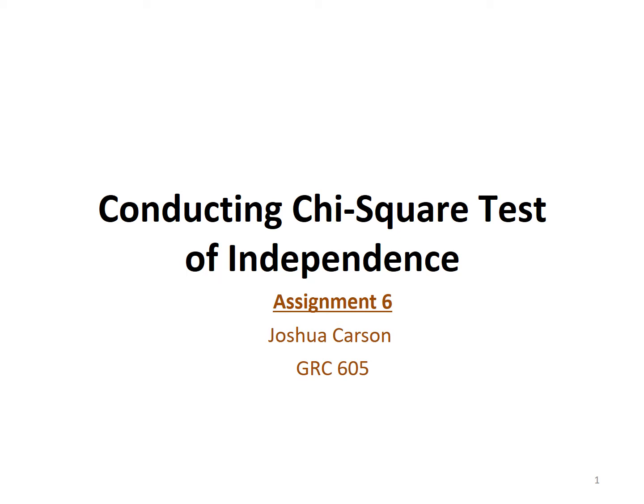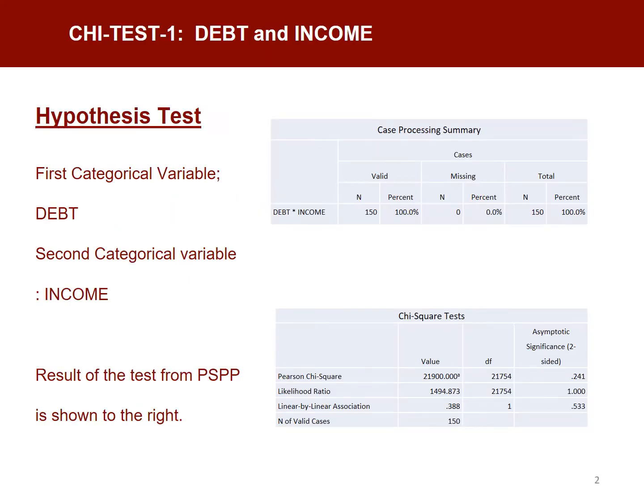I'm a doctoral student from California Intercontinental University, and today we'll be conducting a chi-square test of independence. In this first test, we'll be discussing certain types of topics. Can we predict an individual's debt by knowing their income? As we can see in the first hypothesis, the first categorical variable is debt. The second categorical variable is income.